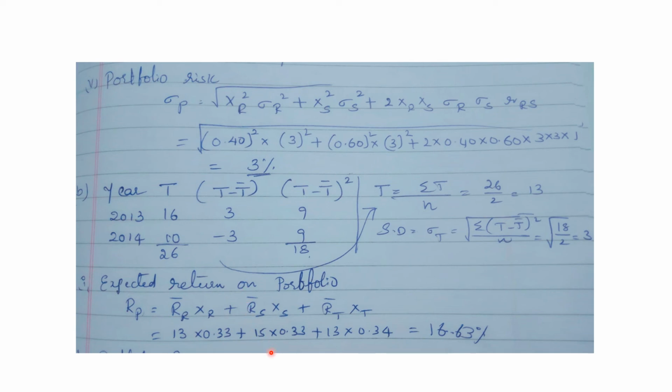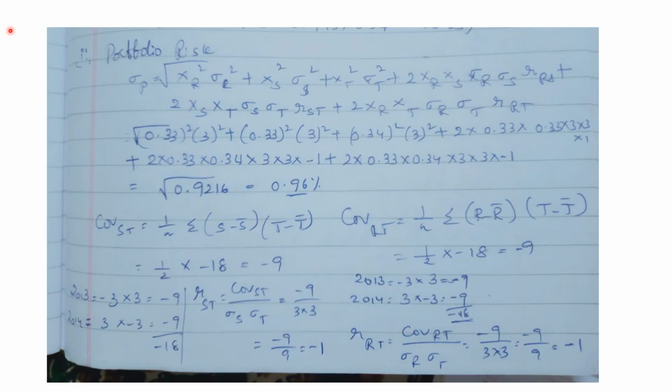Plus R bar S, the value for S stock is 15, into 0.33, again plus 13 for T security into 0.34. So that comes to 16.63%. So we have found out the portfolio return.